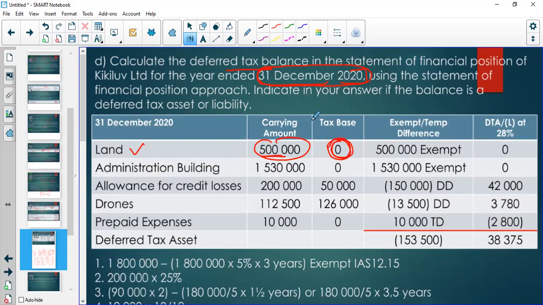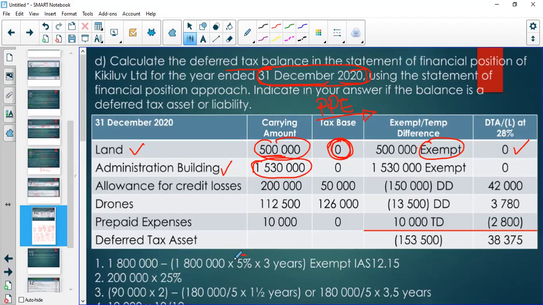But if there's a revaluation, then we will also discuss that when we do PPE. I think that will be a better place to address a revaluation. Brilliant. So this 500,000 difference is going to be exempt, and an exempt difference does not attract deferred tax. Then we have the admin building. What we basically do with the admin building is calculate the carrying amount. It's 5% per year for 3 years. This is the cost and this is the accumulated depreciation, so our carrying amount is 1,530. But because there is no tax allowance on this admin building, it's exempt. An exempt difference does not attract deferred tax. That's why we have zeros here.